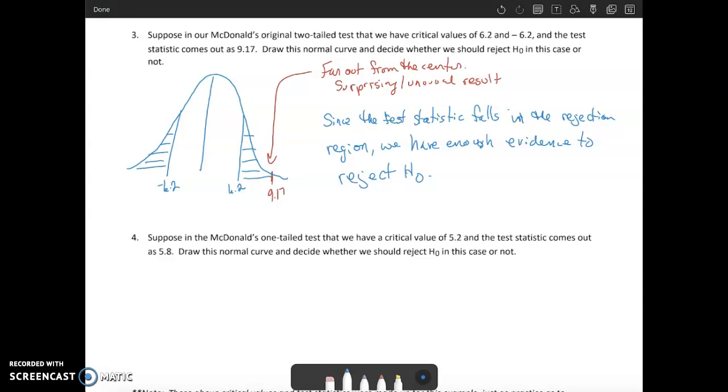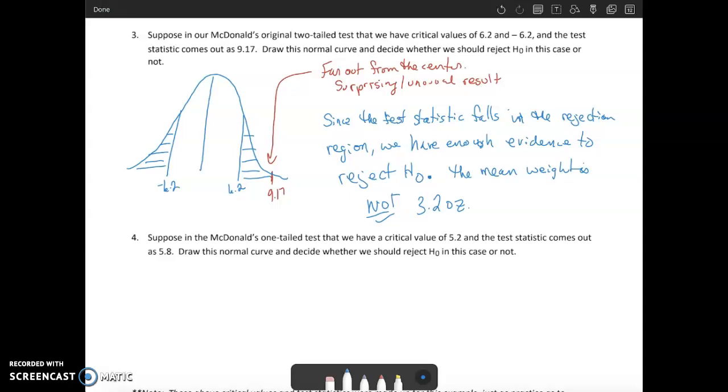So we could say, now, the mean weight is not 3.2 ounces, right? Because the null was that it is 3.2 ounces. So we found enough evidence to reject that idea, and the alternate claim was that it was not 3.2 ounces. So we have found that evidence in this case.